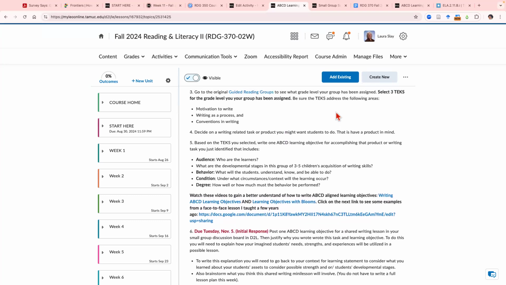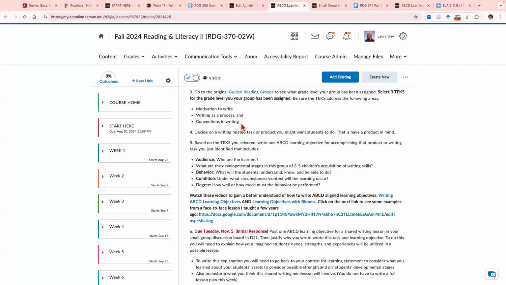So here's the task. You're going to select 3 TEKs for the grade level your group has been assigned, okay? Be sure, notice it says 3 TEKs. Be sure the TEKs address the following areas: motivation to write, writing as a process, and conventions in writing. I just showed you those strands. Notice that your writing process ones are going to come under composition. Your conventions for learning to write are going to come under composition and author's craft.